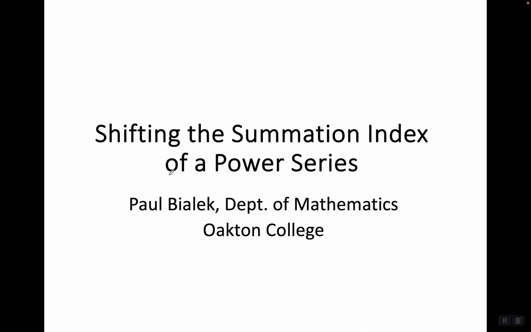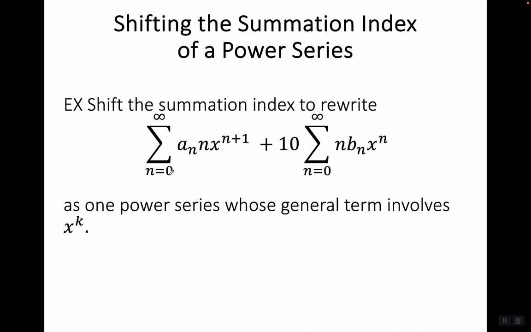Let's talk about shifting the summation index of a power series. Shift the summation index to rewrite this power series: summation n goes from 0 to infinity of a sub n x to the n plus 1, plus 10 summation n goes from 0 to infinity n b sub n x to the n, as one power series whose general term involves x to the k.